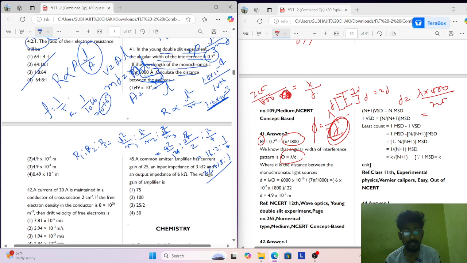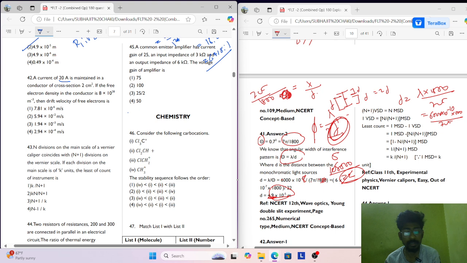6000 angstrom. 6000 into 10 to the power minus 10, into 1800 divided by 7 pi. If you calculate this, what will you get? First of all, this will be 10 to the power minus 8. 18 into 6 means 108,000, divided by 7 into 3.14, which means 22 around. This and this will be around 5, so less than 5. Therefore 4.9 will be our correct option here.